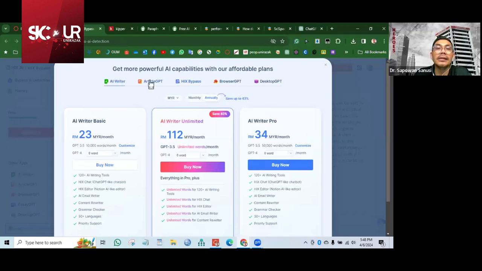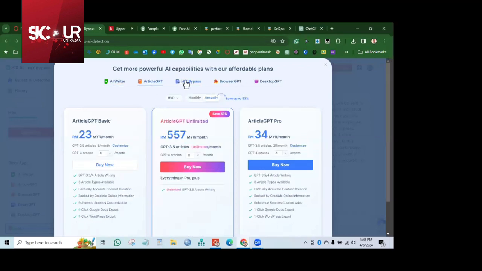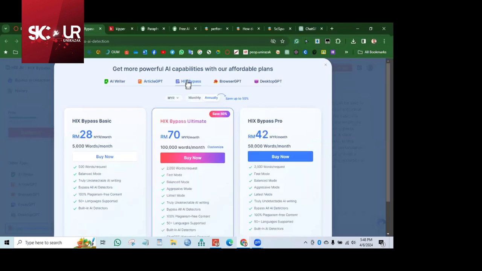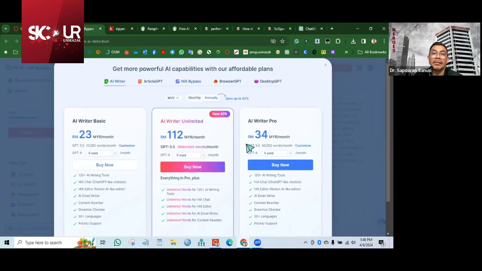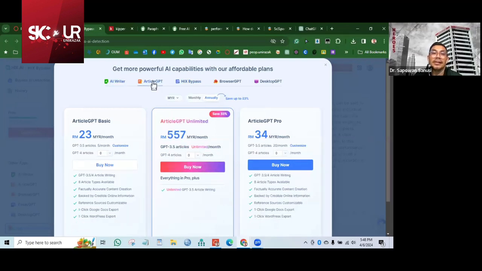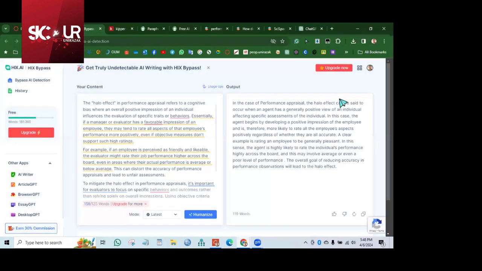AI writing, article GPT. Doctor, this Higgs is to check AI detection or what? To help you to write. Help to write, Higgs bypass AI detector. Help you to write, it's a bit more expensive. Articles, GPT.